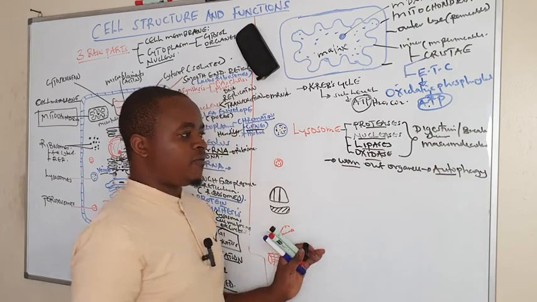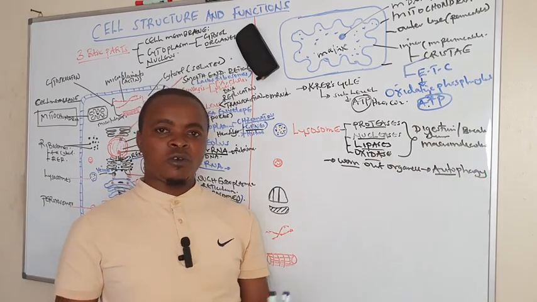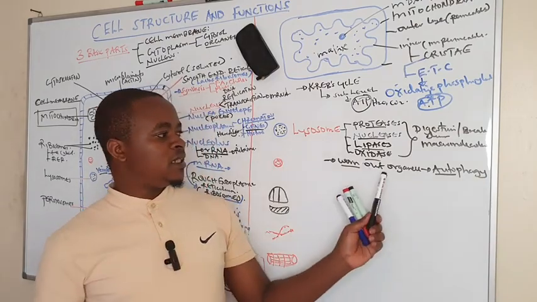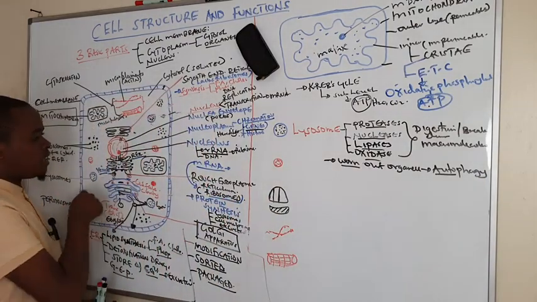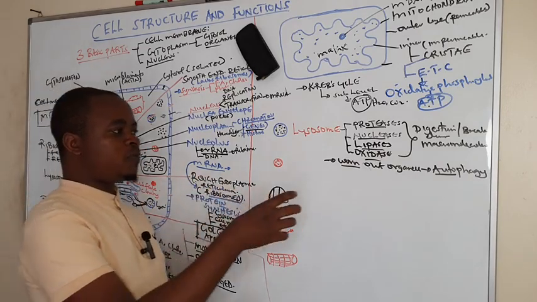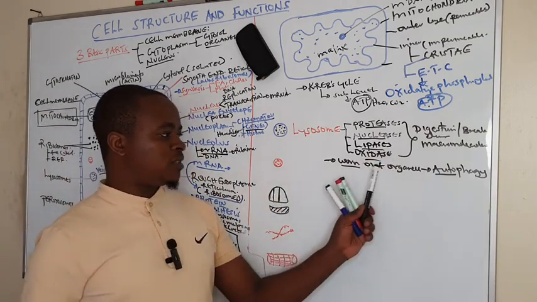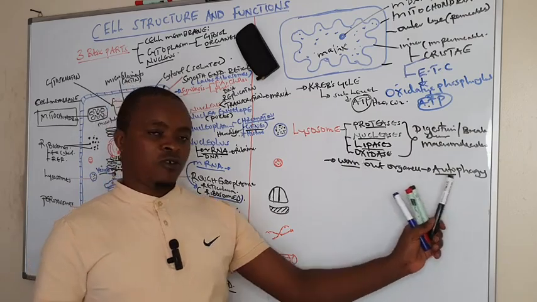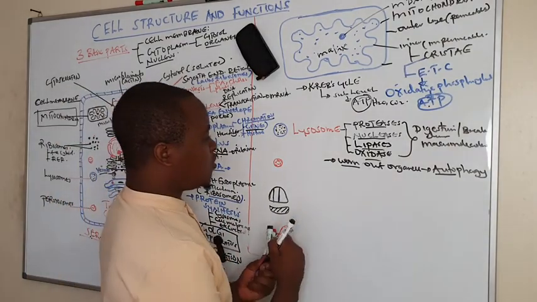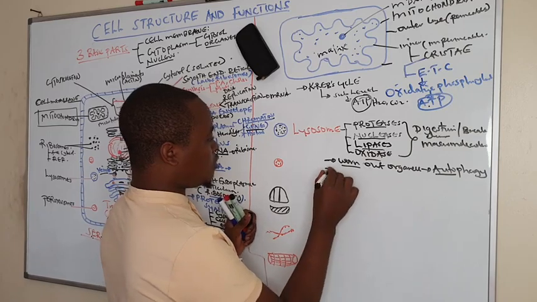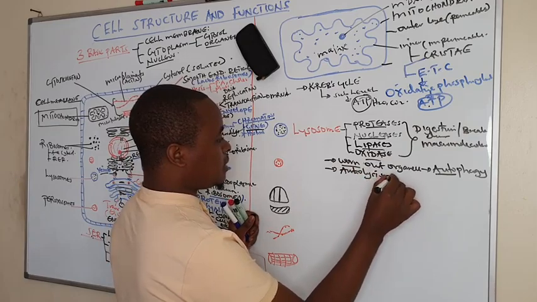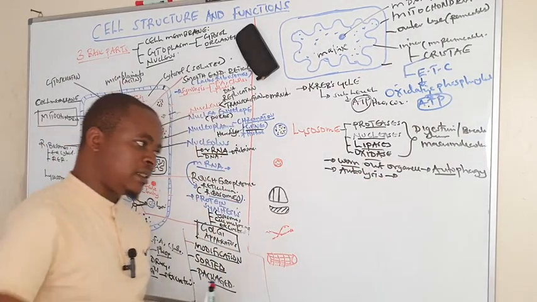Auto means self. Then this one is from the word phagocytosis, so it is going to form a phagosome. If there is any cellular organelle which is old or worn out, it forms a phagosome and then destroys this organelle by autophagy. If the cell also matures and is no longer needed, it can also destroy it, and this is what we call autolysis, that is, killing the cell where it is found.